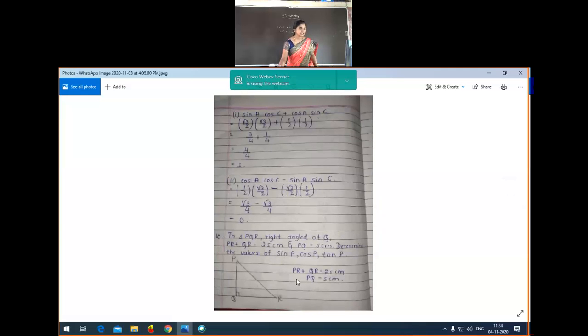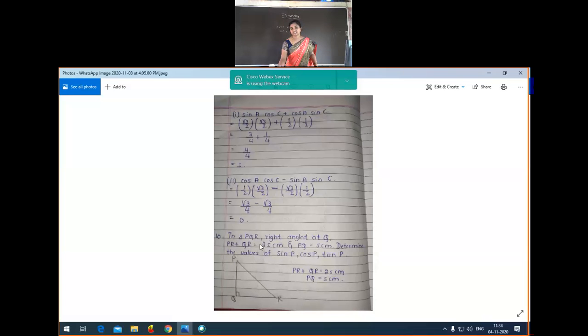Next, 10th question. The 10th question is very simple. Just in 1 minute, I'll explain that one. In a triangle PQR, right angled at Q, PR plus QR is equal to 25 centimeter and PQ is equal to 5 centimeter. Determine the values of sin P, cos P, tan P. Here they are asking for angle P. Then QR is the opposite side and PQ is the adjacent side. PR is the hypotenuse.